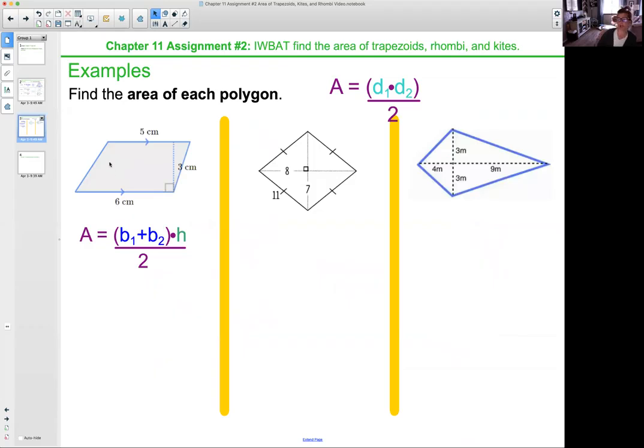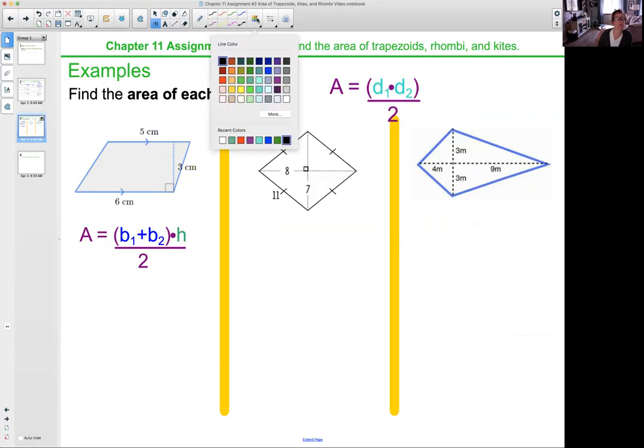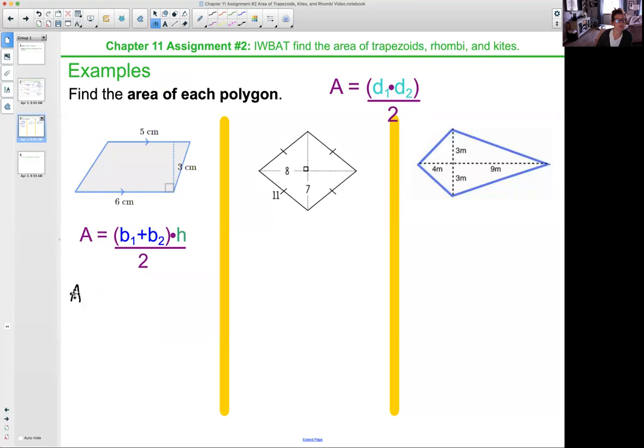So this first one is a trapezoid. We can tell because it's got the one set of parallel sides. I'm going to write down this formula with some blanks here so we can fill it in. So we've got area equals, and then we're going to do base 1 plus base 2 times the height. I'm going to leave that blank, and then divided by 2. And we're going to fill that in.